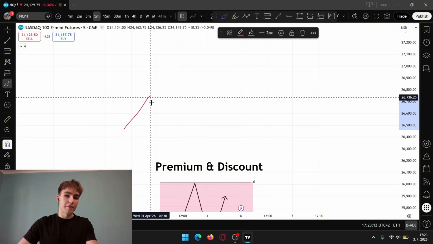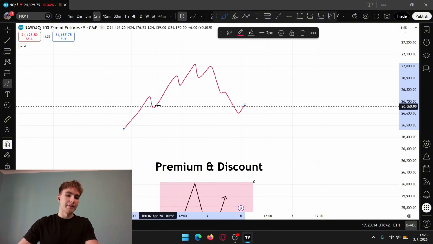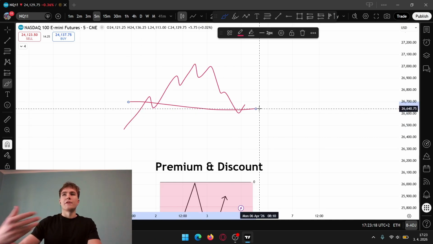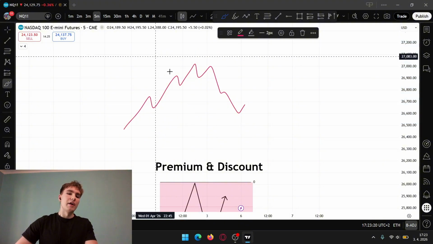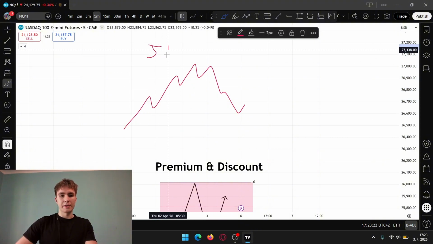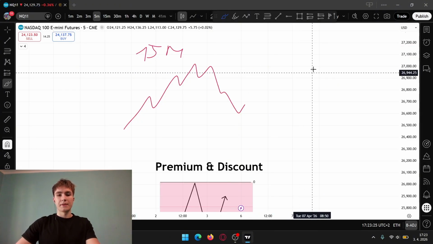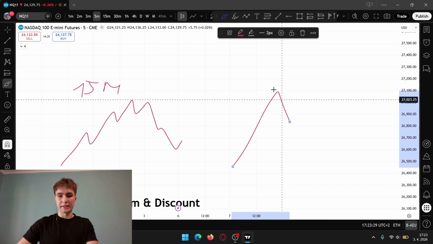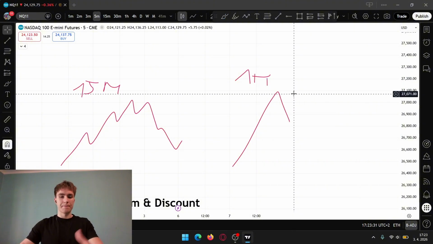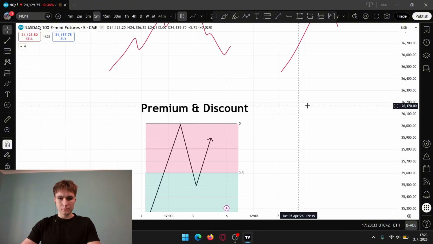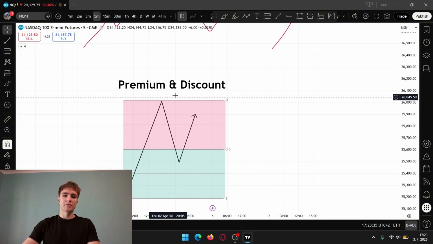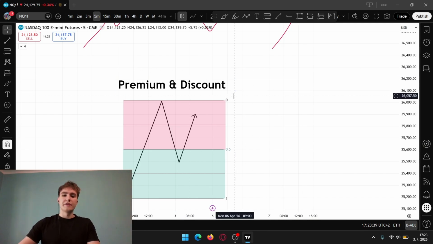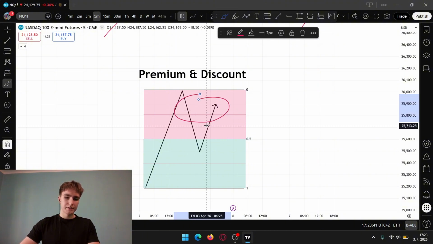But nothing goes up forever, so it needs to revert and come back to the 50%, to the fair value in terms of higher time frame. Like this could be 5 minutes or 15 minutes, and this price leg would look something like this on the hourly. Simple example.